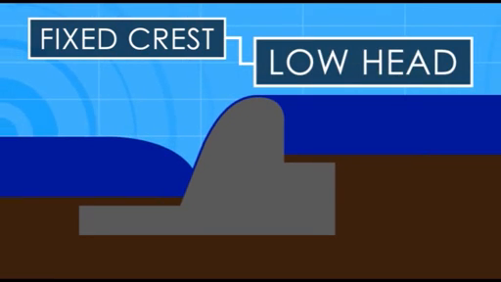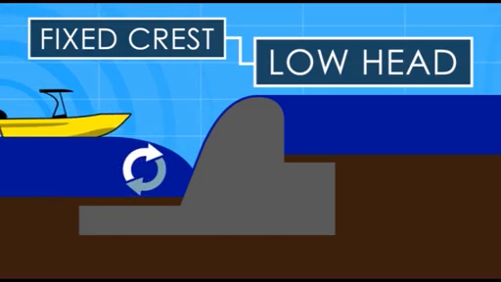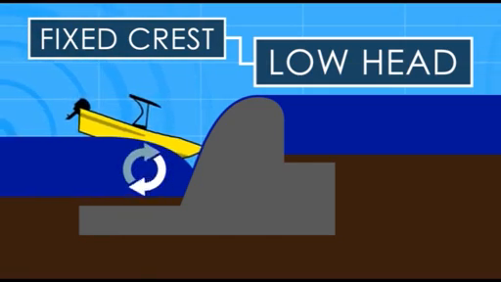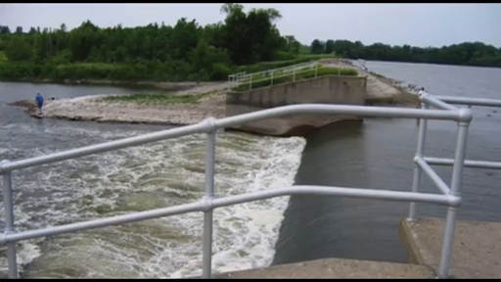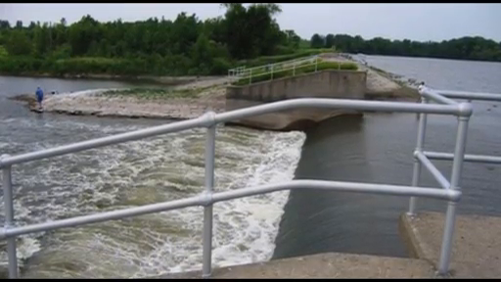A low-head dam is a particularly dangerous type of fixed crest dam because the currents below the dam can trap a boat and pull it into the dam. These currents are extremely difficult to see from the upstream side.